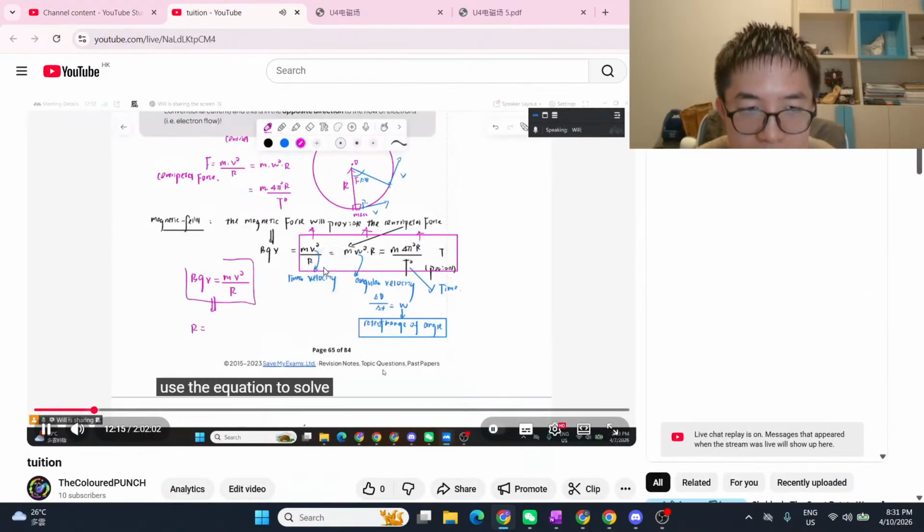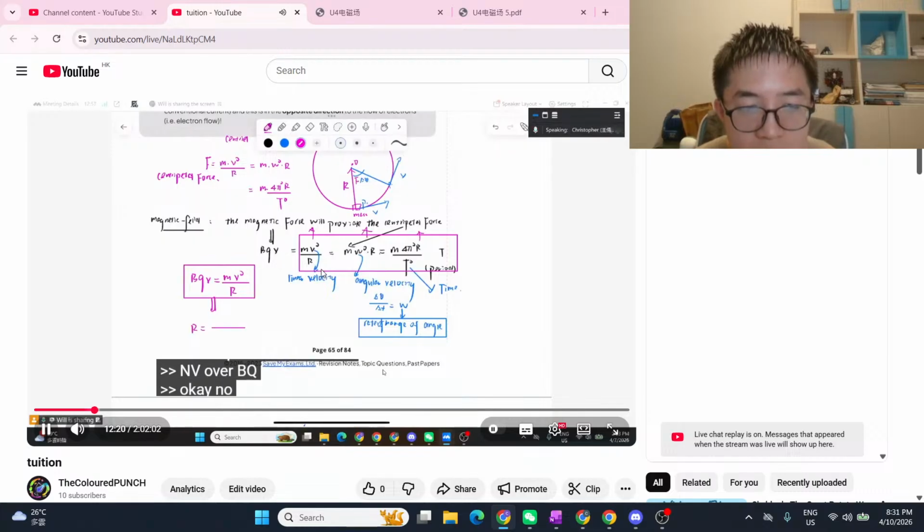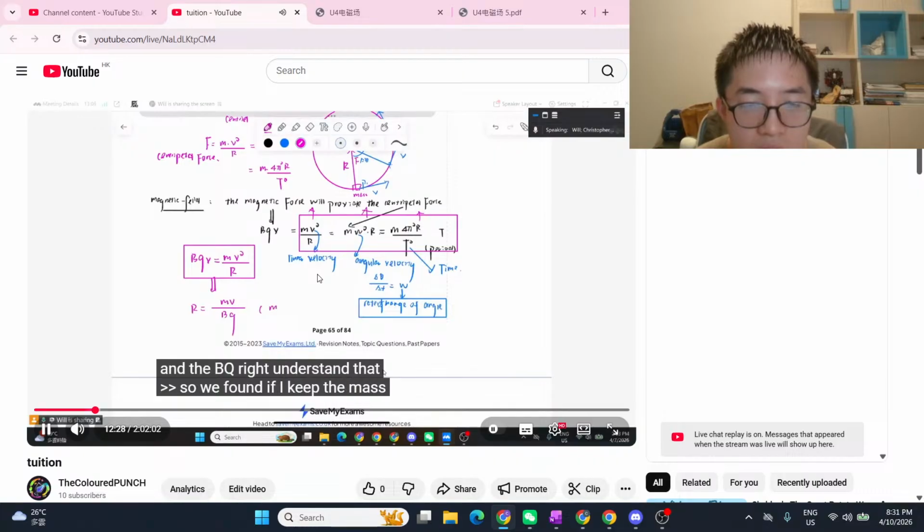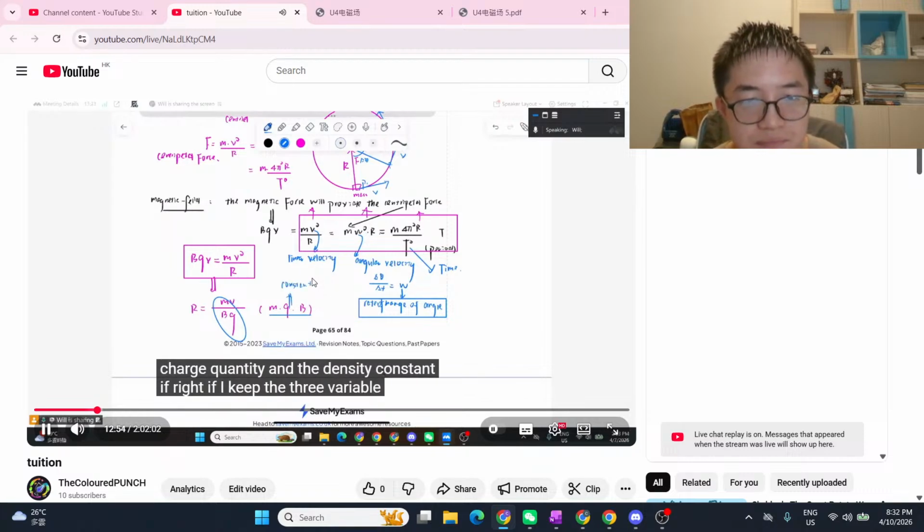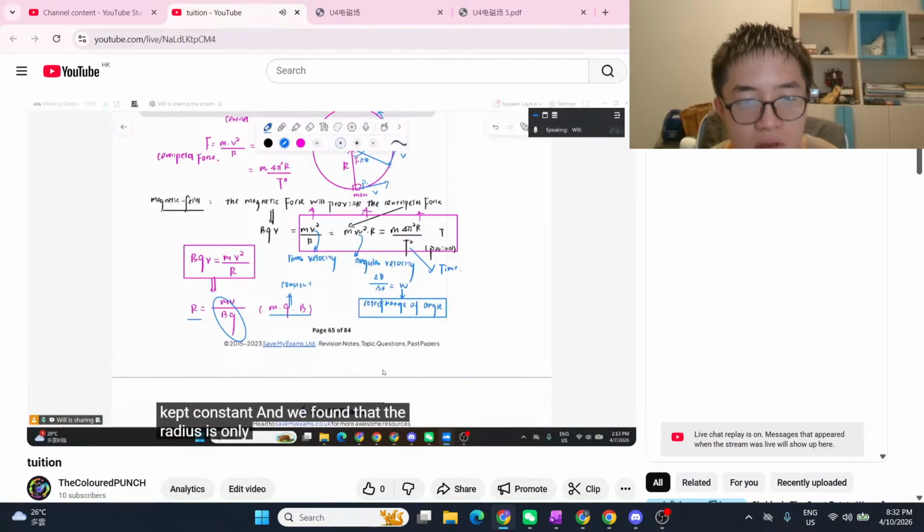Use the equation to solve: r equals m v over BQ. The m, the product, and the BQ. So if I keep the mass, the charge, and the magnetic field density constant, the radius is only dependent on the velocity. If I keep the three variables constant, the radius depends only on the velocity.